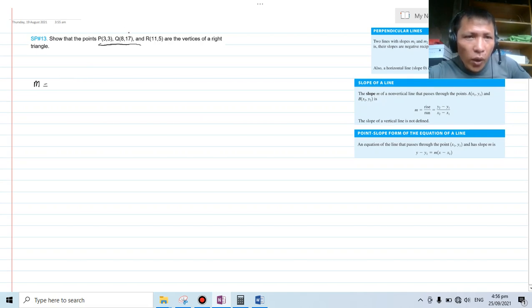Y2, if this is my Y2, that is 17 minus Y1 3, tapos ano sa 8, x2 8, tapos minus 3. That would give me 17 minus 3 pera. That would be 14 all over 8 minus 3. That will give me pera 5. Tama? 5. So divisible pa ba?